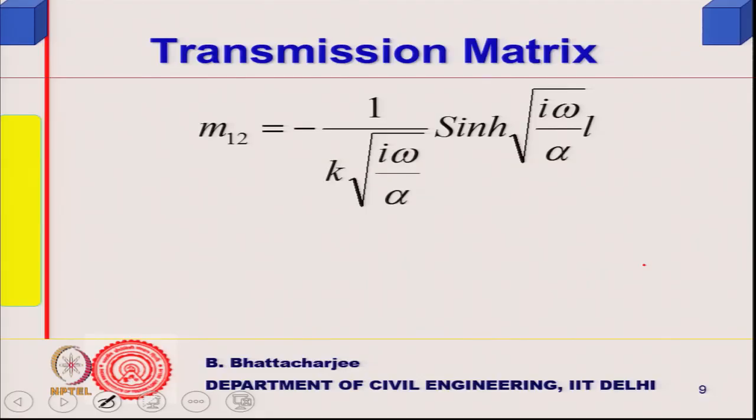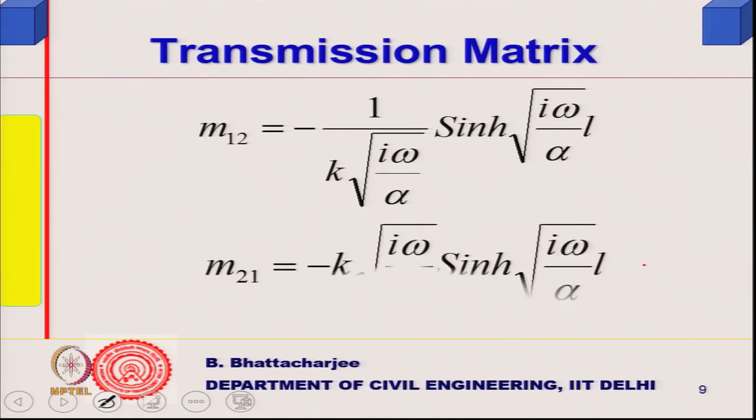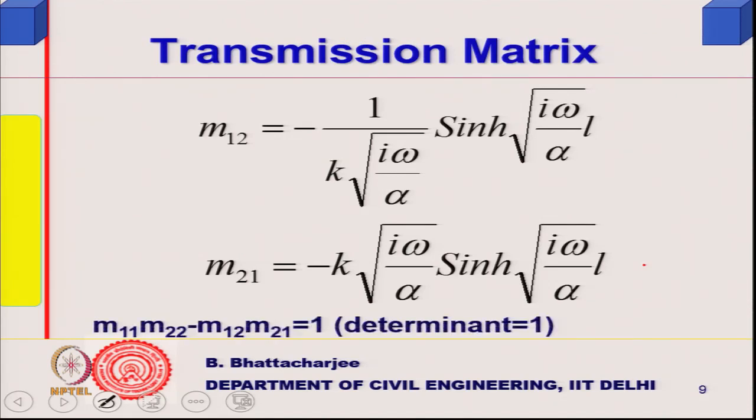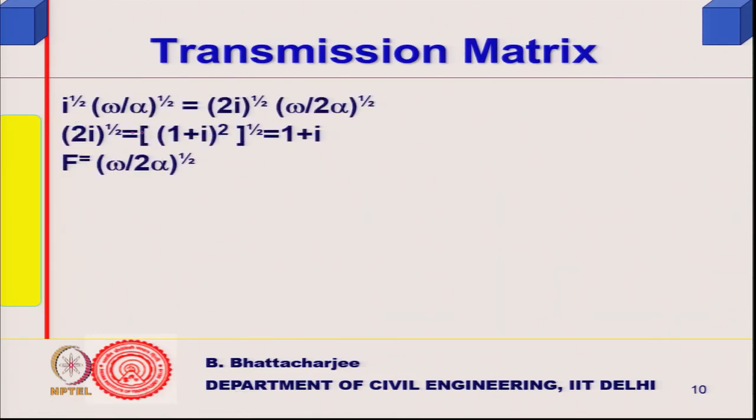So, M11 and sine, all of them can therefore be written in the same manner, with i omega 1, and root i is the same. The determinant remains the same, there is no problem about that. So, root i you can write like this, (2i) to the power half, remember that is what I did, (1 plus i) squared is equal to 2i.